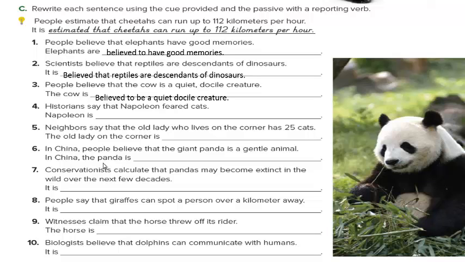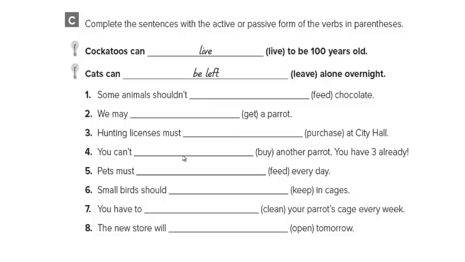Scientists believe that reptiles are descendants of dinosaurs. It is believed that reptiles are descendants of dinosaurs. Now, people believe that the cow is a quiet, docile creature. The cow is believed to be a quiet, docile creature. So these are the sentences with passive reporting verbs. Exercise C in our workbooks.